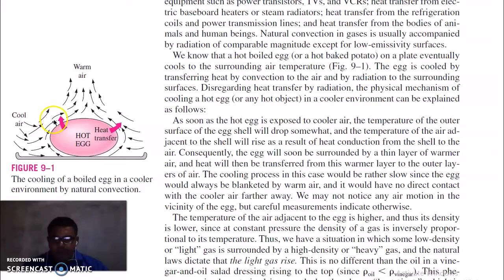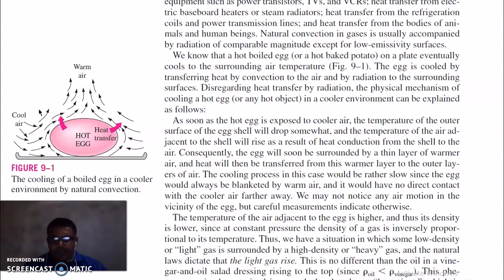Consequently, the egg will soon be surrounded by a thin layer of warmer air, and heat will then be transferred from this warmer layer to the outer layer of air. The cooling process in this case would be rather slow, since the egg would always be blanketed by warm air and it would have no direct contact with the cooler air farther away.